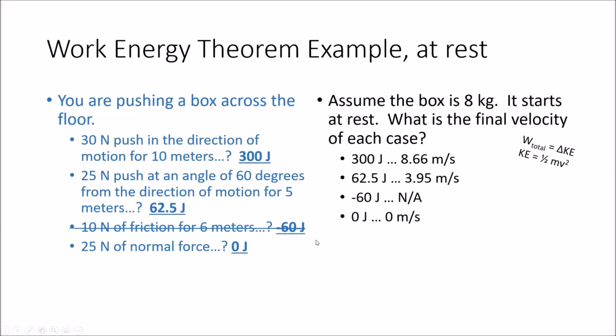I'll give you all the answers to this on this slide. We see that with this same object, it's 8.66 meters per second as the final velocity if you add 300 joules, and 3.95 meters per second if you add 62.5 joules. And the friction doesn't really make any sense in this case, and the normal force doesn't change the velocity at all.